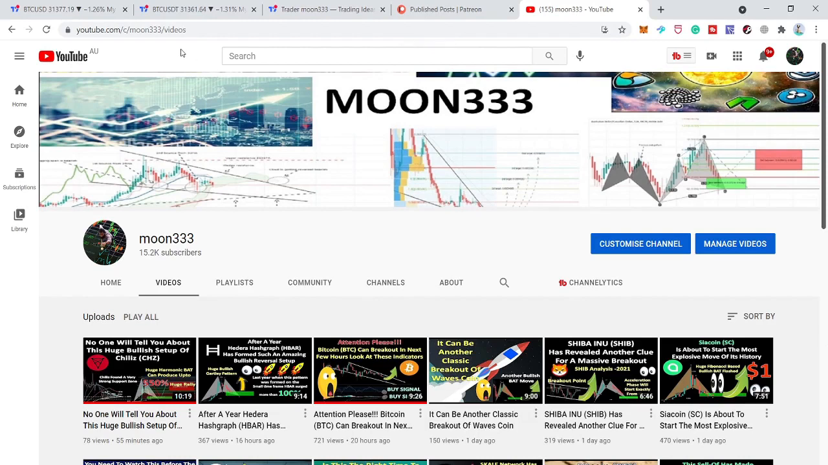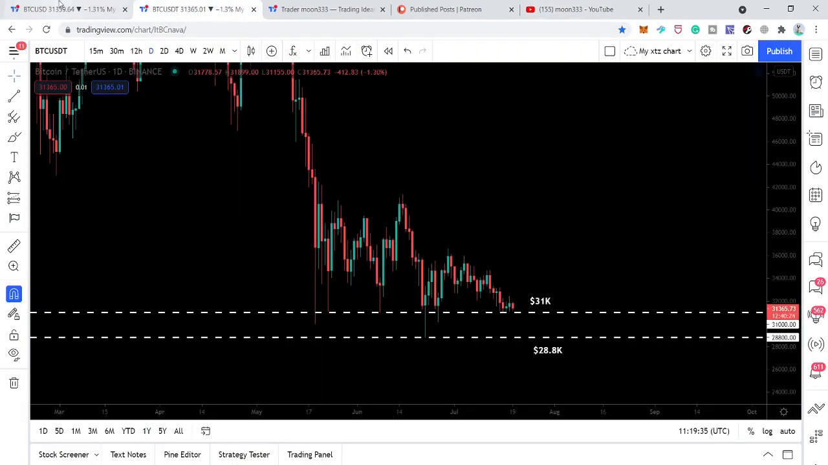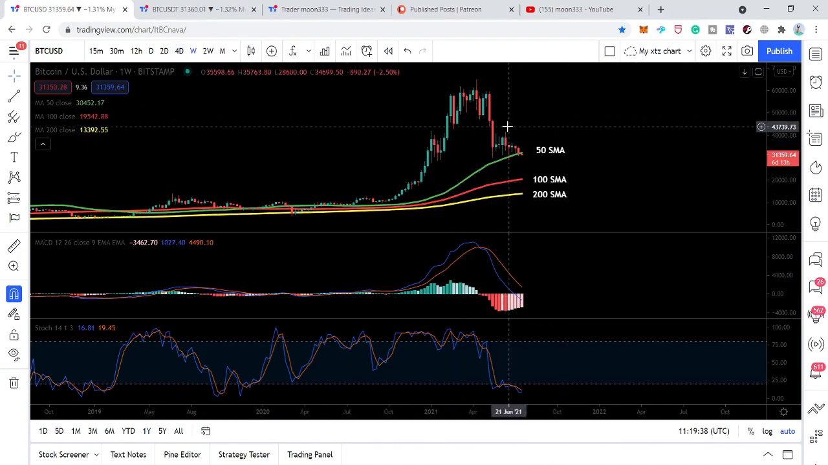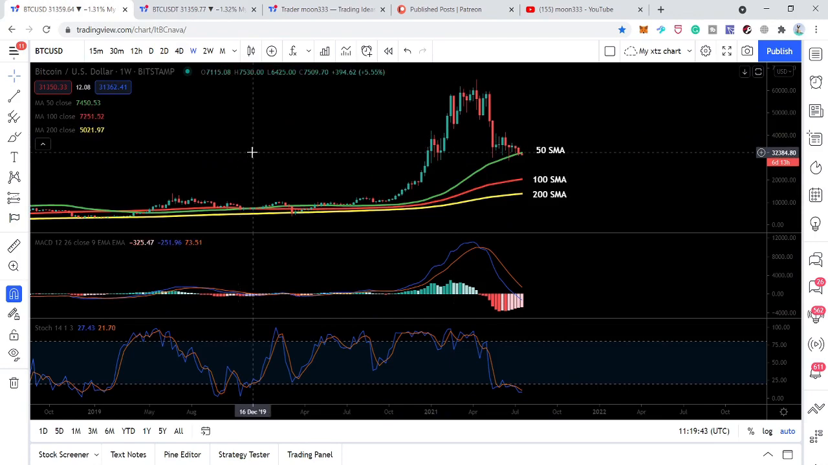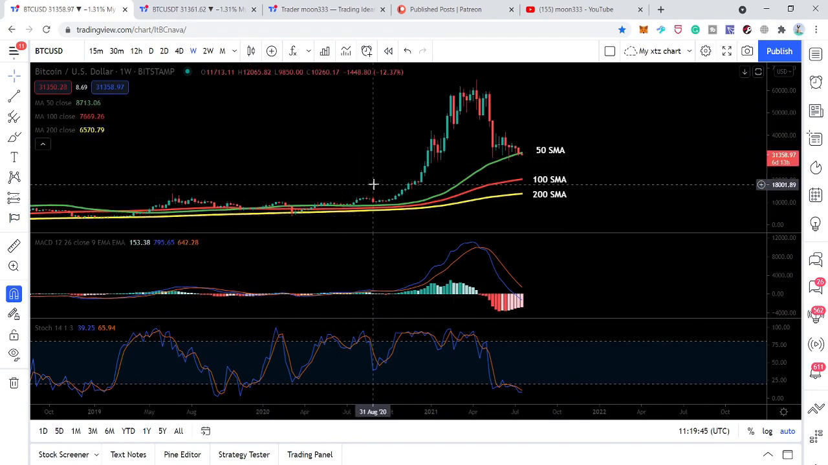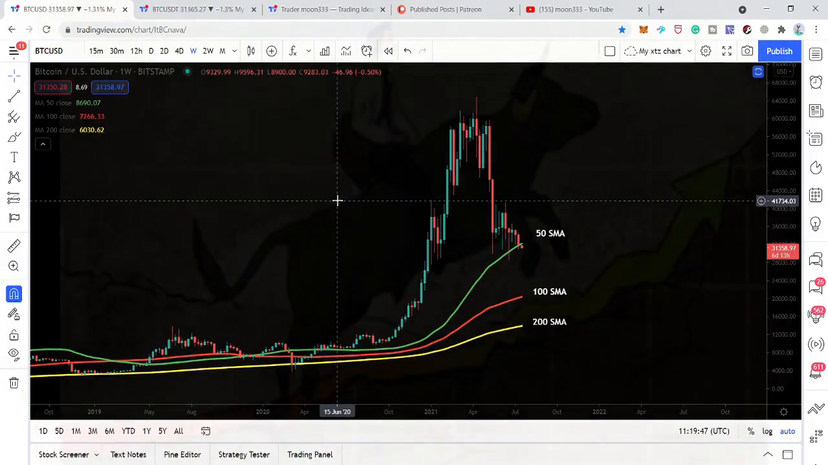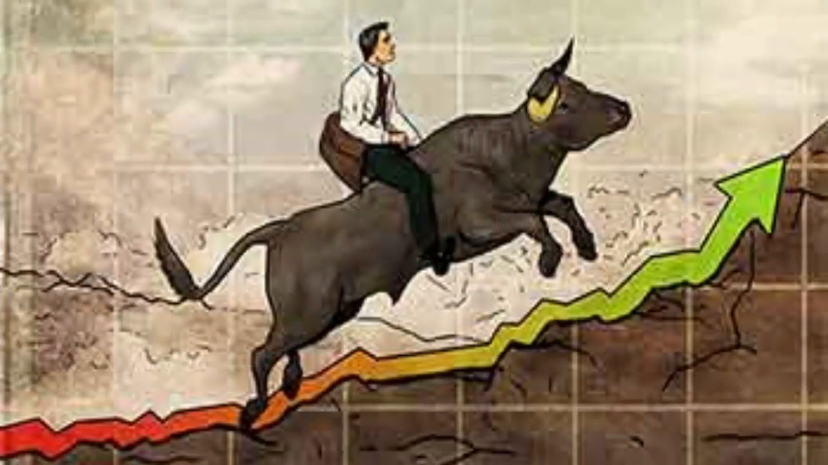Previously, we have seen that the price line on the long-term weekly time frame chart was testing the 50 simple moving average on the weekly time frame. And we have already seen that whenever the price line is testing the 50 simple moving average for the first time after breaking out this 50 simple moving average, it always starts a rally towards the upside.